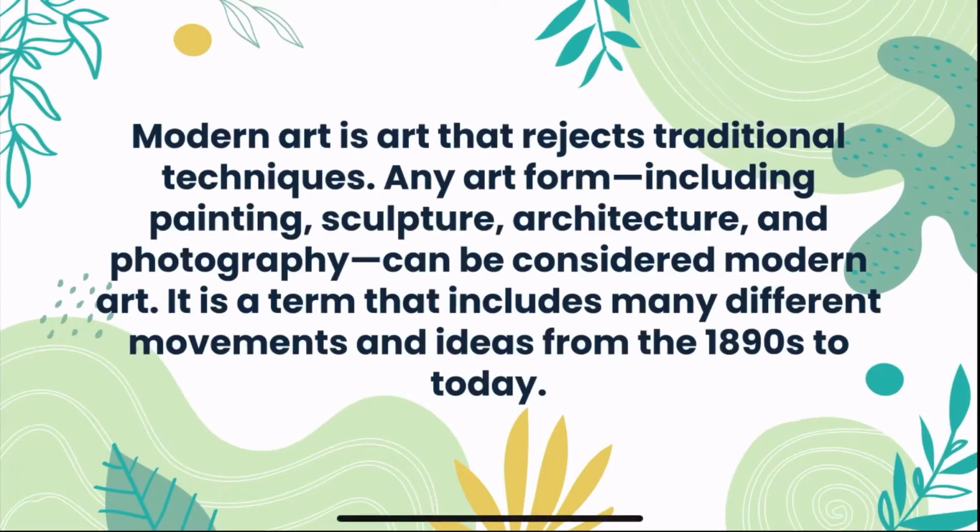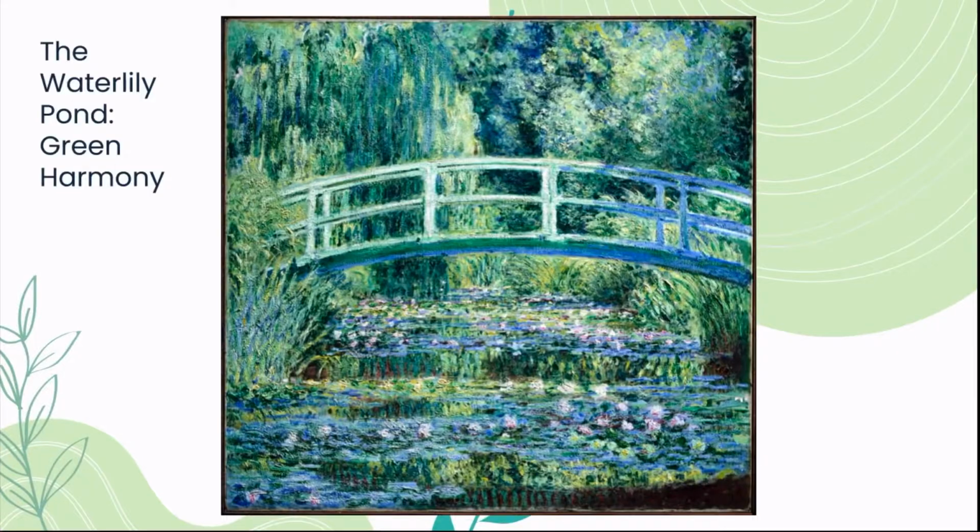His painting was also considered modern art, so this is our definition of modern art. Modern art is art that rejects traditional techniques. Any form of art, including painting, sculpting, architecture, and photography, can be considered modern art. It is a term that includes many different movements and ideas from the 1890s to today.